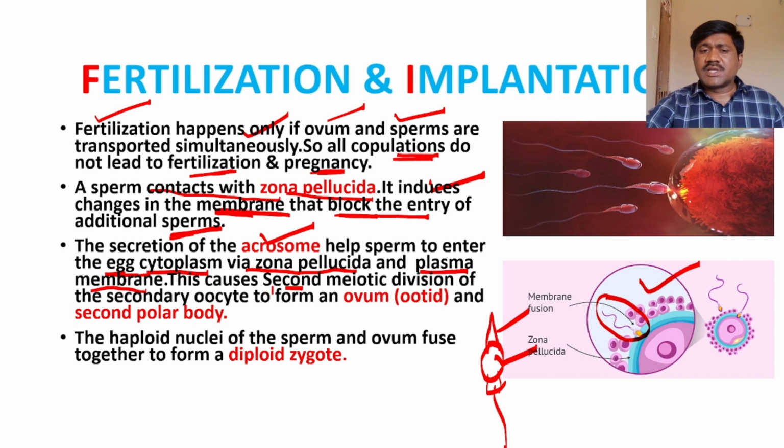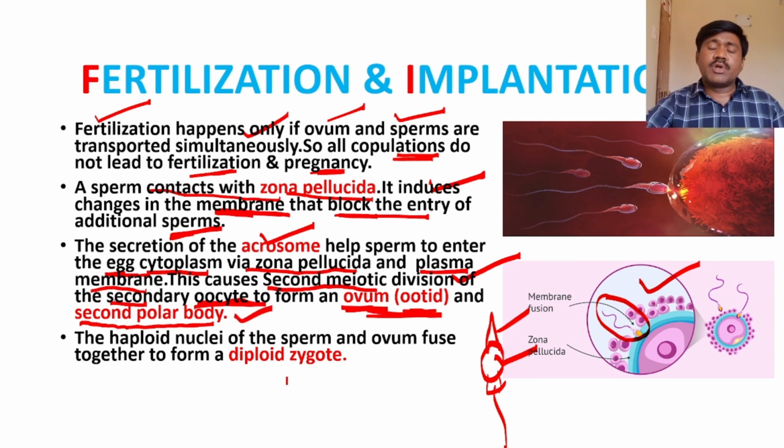The entry of the sperm cell into the ovum leads to the second meiotic division of the ovum. The ovum completes its second meiotic division and develops into a mature ovum, which is also called the ootid. Another structure is also formed, called the second polar body. So when the second meiotic division is completed, a mature ovum or ootid is formed, as well as one second polar body.